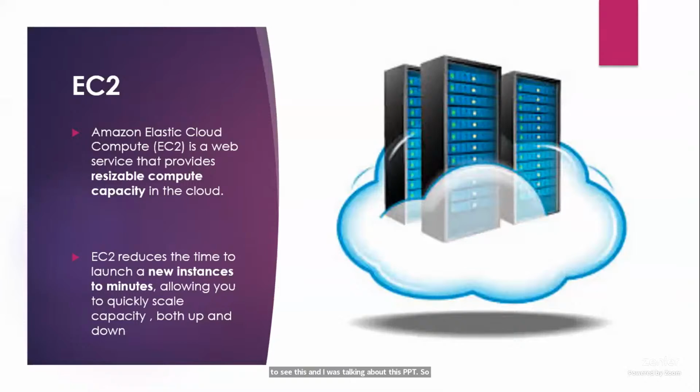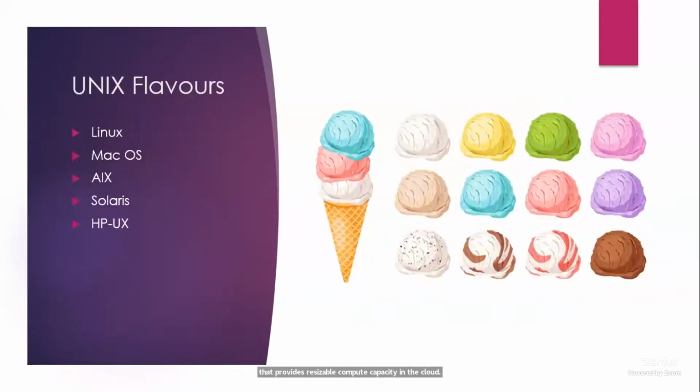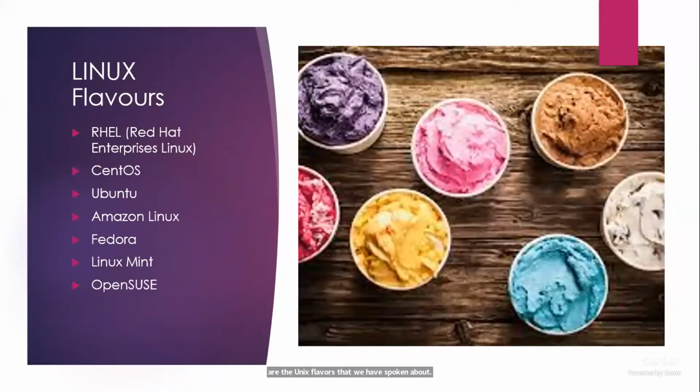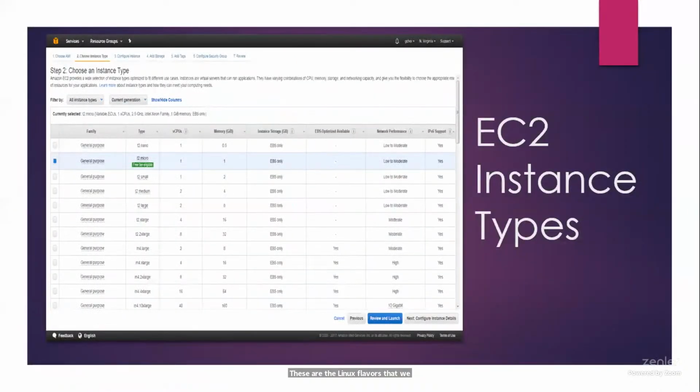So Amazon Elastic Compute Cloud is a web service that provides resizable compute capacity in the cloud. I was talking about this slide earlier. And these are the Linux flavors that we have spoken about. These are the instance types that we have, which I was talking about just now before we started EBS. T2.micro is the free tier eligible one, which we get with one CPU and 1 GB RAM, which we are going to use for our further practicals.